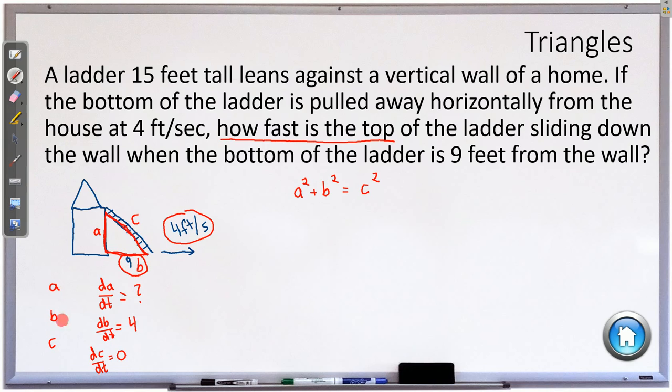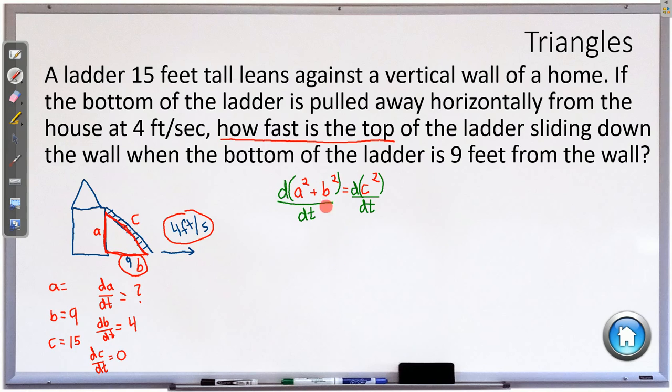All right, do we know any of A, B, and C? Well, we know what C is. That is 15. B, we're going to plug in 9 eventually. And A, we don't know what A is yet. Now, we do need to be careful. We cannot plug in these numbers yet. Because we have derivatives, we can't plug these numbers in until we've taken the derivative. So let's take the derivative of both sides. So the derivative of this side with respect to time, and the derivative of this side with respect to time.